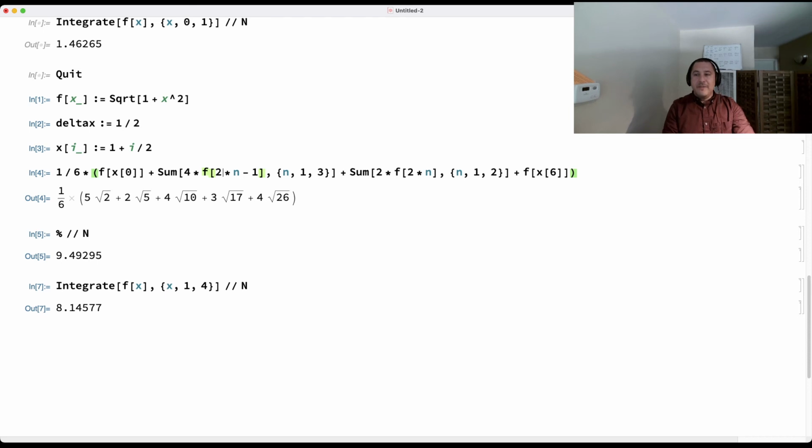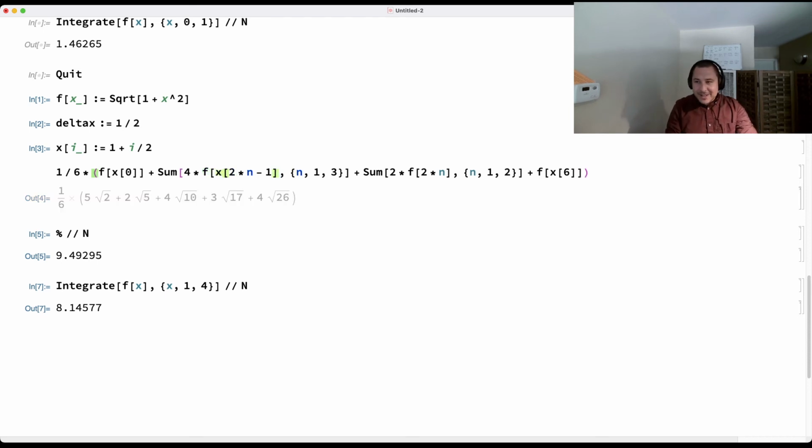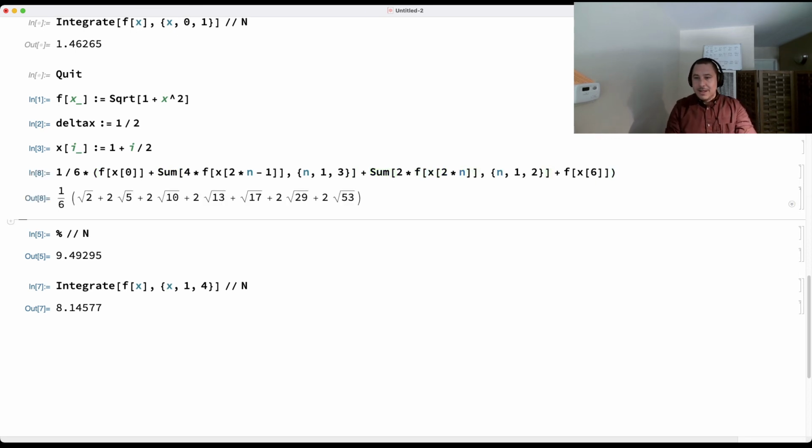I forgot to do f of x of. If you go back and look at the notes, it's not f of 2n minus 1, it's f of x of 2n minus 1. It's f of x of 2n. Okay, now let's rewrite. Okay, there.